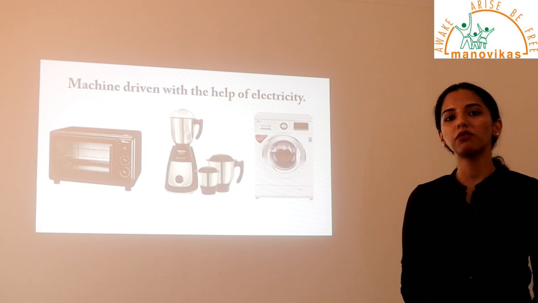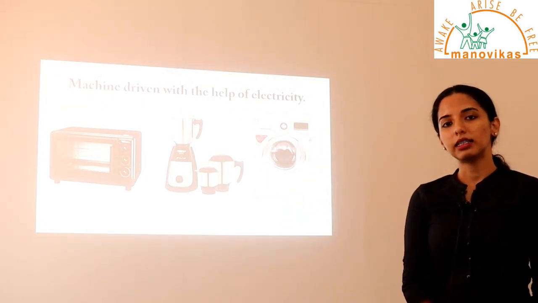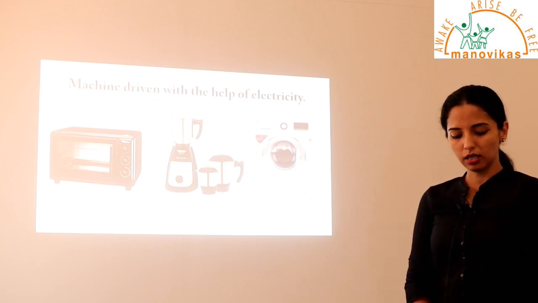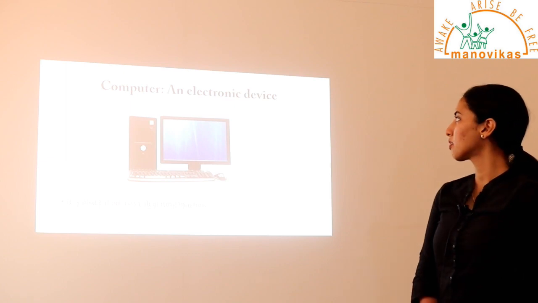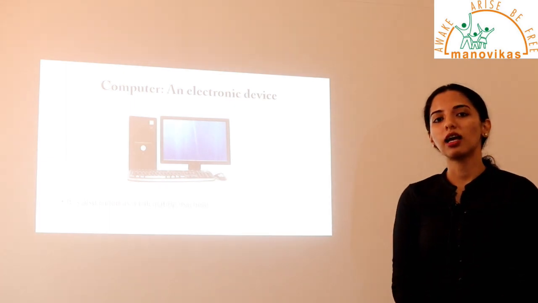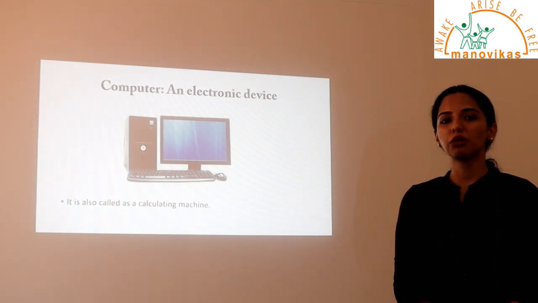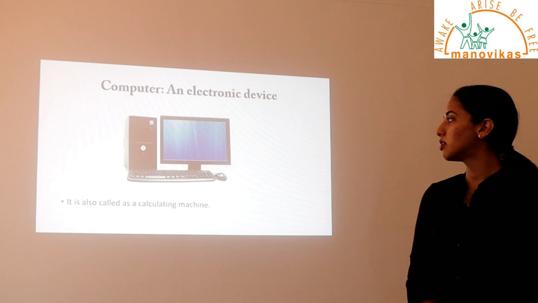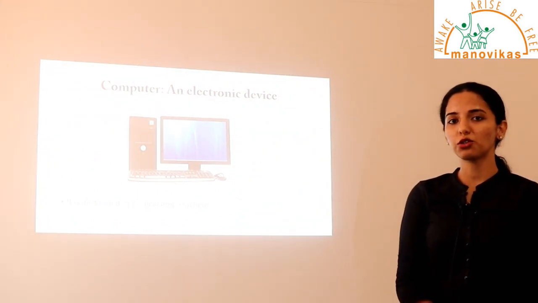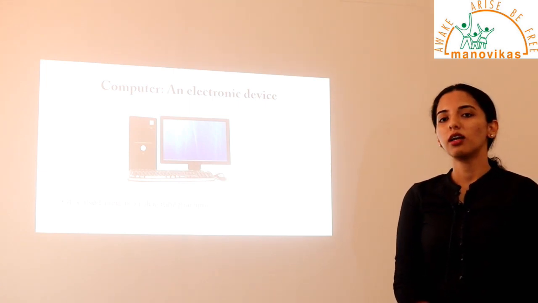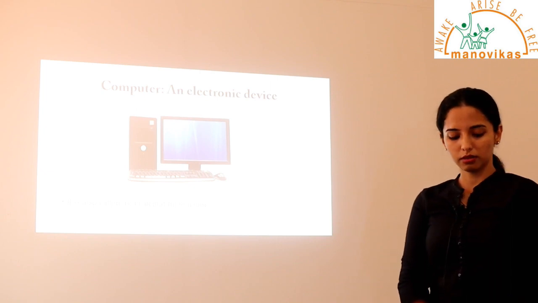Similarly, we also have a machine that works on electricity. It does many different work. This machine is called a computer. This machine is an electronic machine which is used for calculation. This machine can perform calculations like addition, subtraction, multiplication. They can also compare values and do many other work.